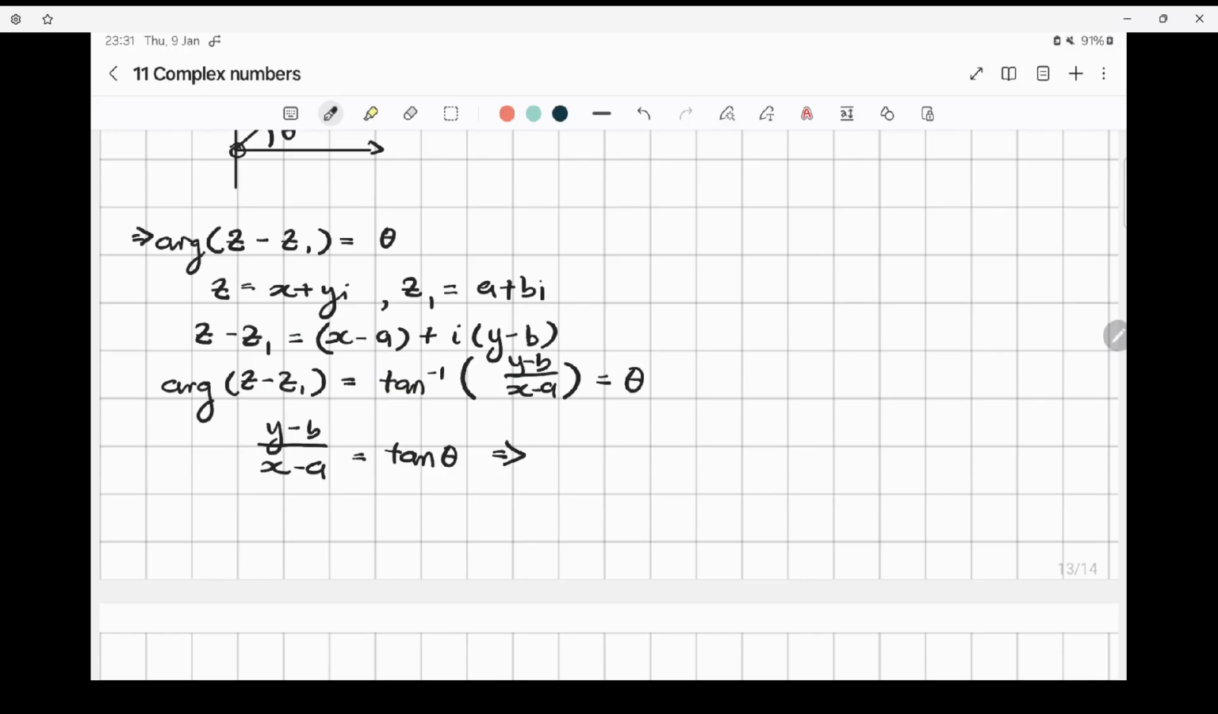So finally, what you can do is to write everything to the right hand side and then let it become some equation of lines. So you have y equals tangent theta multiplied with x minus a, and then plus b. So this is basically an equation of line.